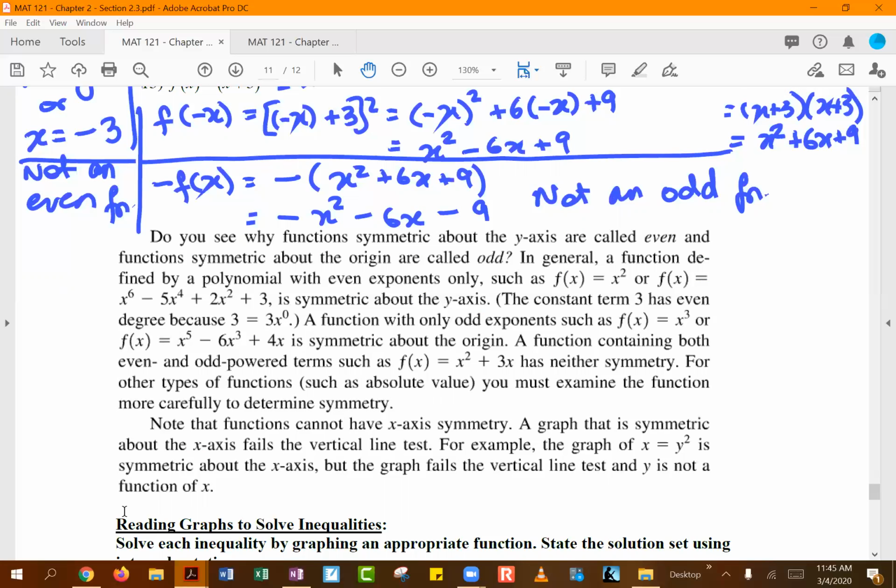In that same way, think about the function x to the 3rd. 3 is an odd number, which means this is your odd function, symmetry with respect to the origin.